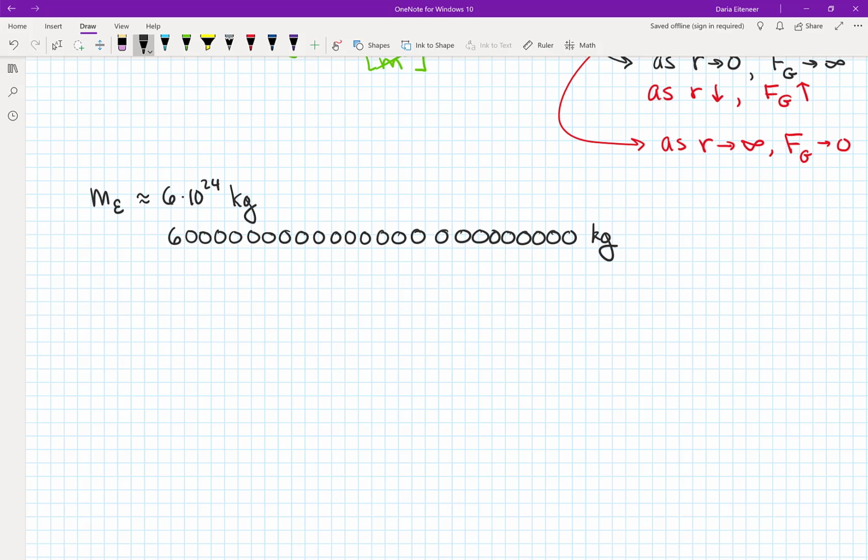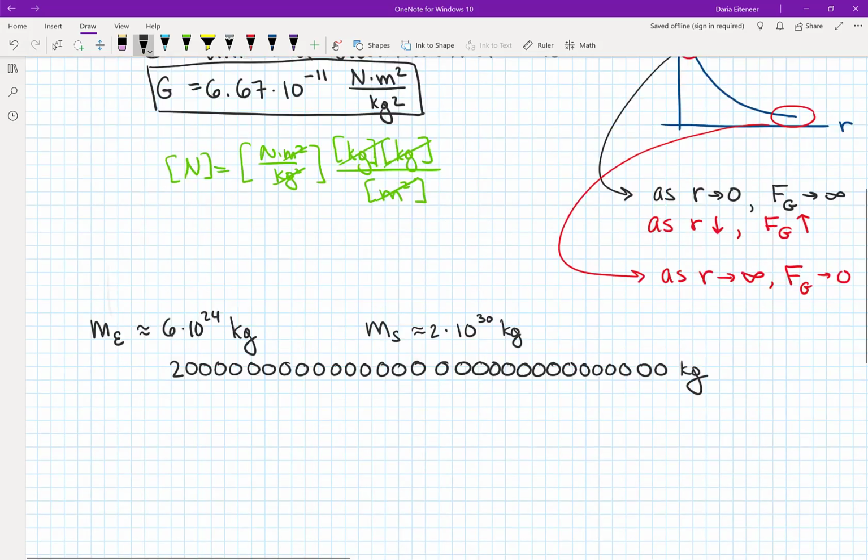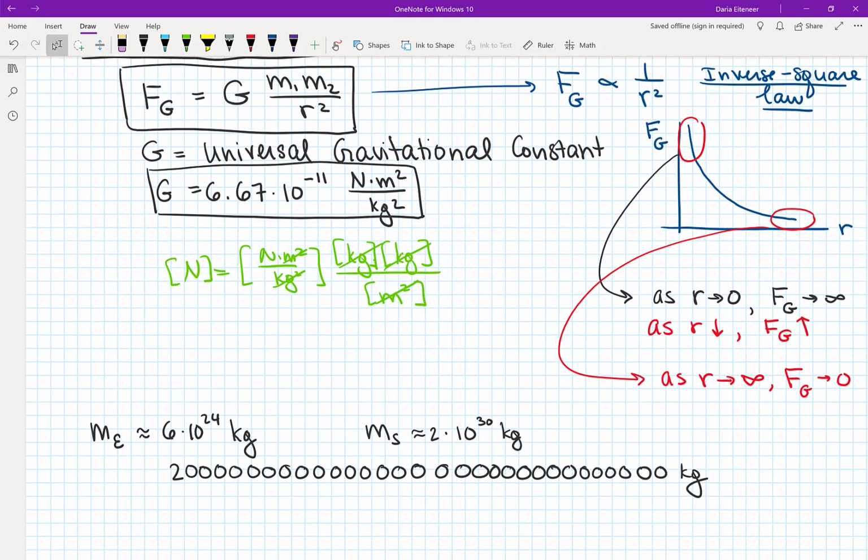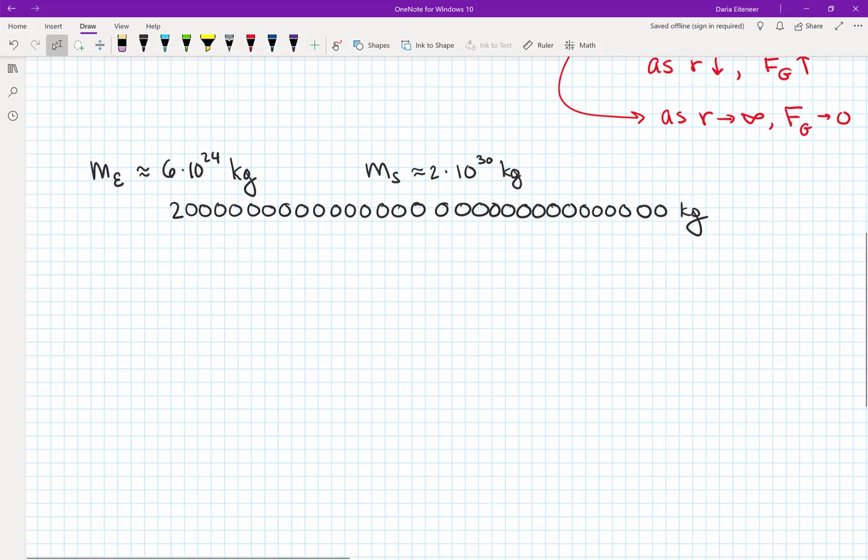But our Earth is actually really tiny, even in comparison to our Sun. The mass of our Sun is roughly 2 times 10 to the power 30 kilograms. So I'll change this to a 2 in the front, which actually stops even mattering at that point, and I can add 6 more zeros. So we could use the universal gravitational law to calculate the interaction between the Earth and the Sun. Those are really big numbers, right? Well, it can be even more.